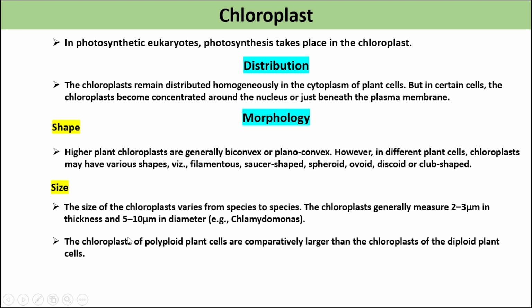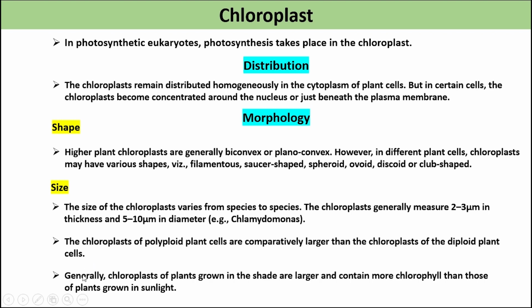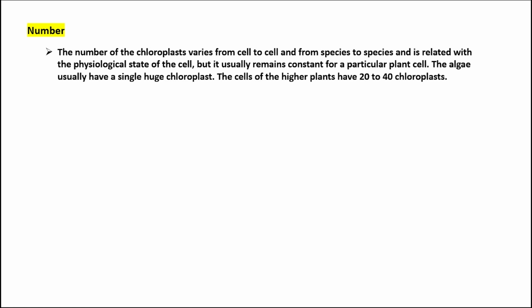The chloroplasts of polyploid plant cells are comparatively larger than the chloroplasts of the diploid plant cells. Generally, chloroplasts of plants grown in the shade are larger and contain more chlorophyll than those of plants grown in sunlight. Number. The number of the chloroplasts varies from cell to cell and from species to species and is related with the physiological state of the cell, but it usually remains constant for a particular plant cell.